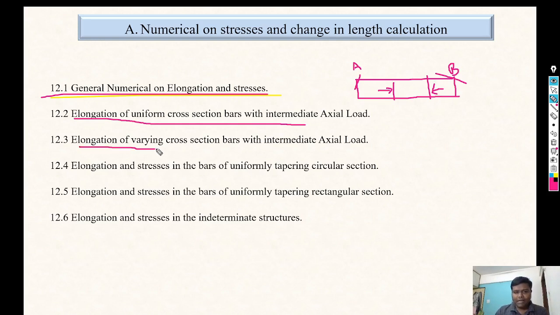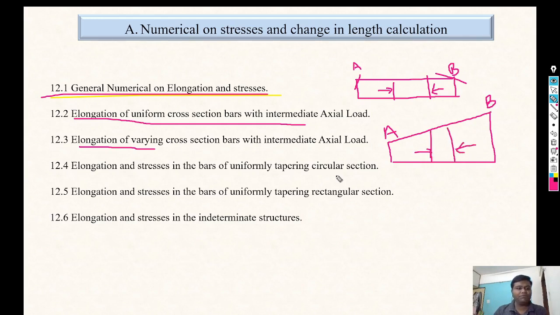Similarly, the third part I have considered is varying cross section bars with the intermediate axial load. Again, intermediate axial load is there, but the cross section of that bar is different. Maybe at the start point and at the end point, the dimensions are different. So this is the third part. And intermediate axial force is there, obviously, which we will see in upcoming videos.